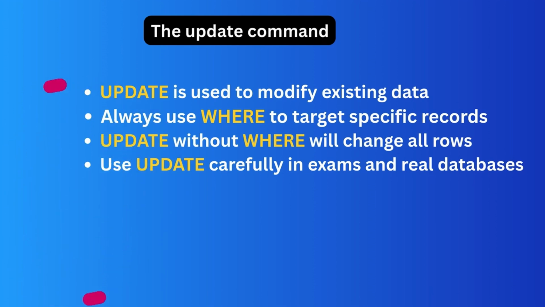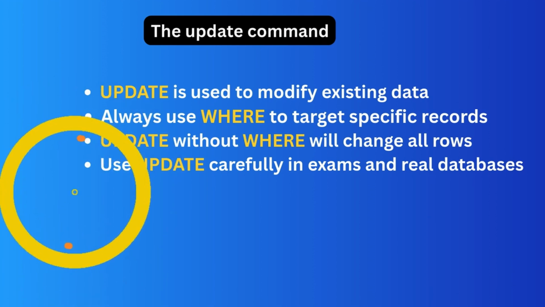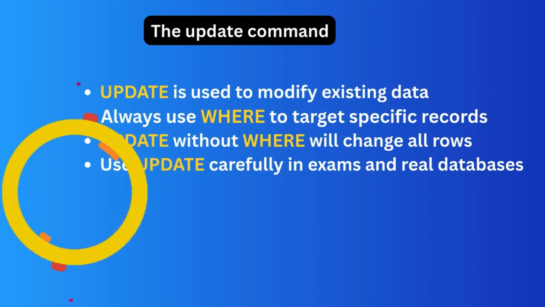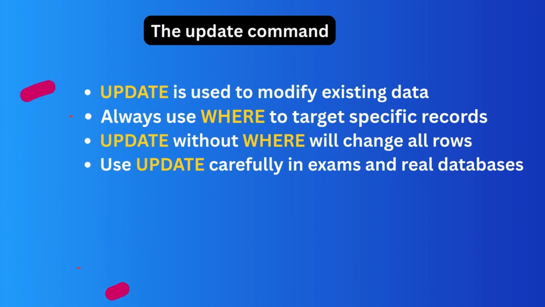Now let us go through the update command once more. Update is used to modify existing data. You always need to use where to target specific records, and using update without where will change all the rows. So always use update carefully whenever you are using it in real databases.